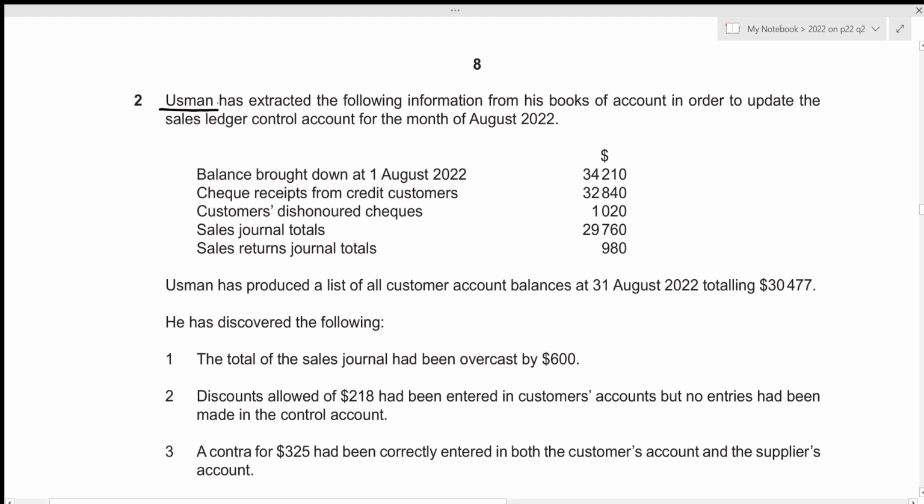Usman has extracted the following information from his books of account in order to update the sales ledger control account for the month of August 2022. Alright, we are given the balance brought down, check receipts from credit customers, customers dishonored checks, sales journal totals, and sales returns journal totals. Usman has produced a list of all customer account balances at 31st August 2022, totaling 30,477. Then he has discovered the following.